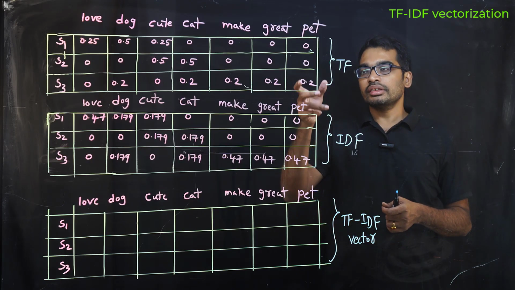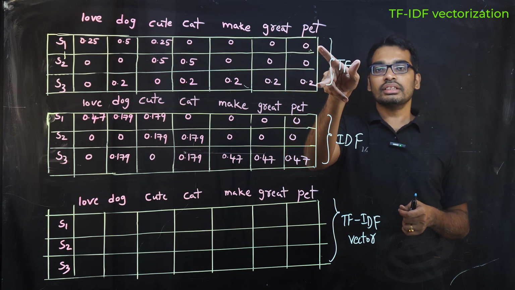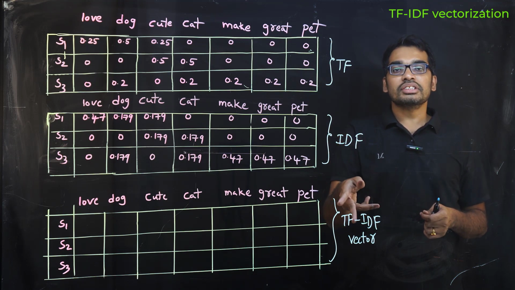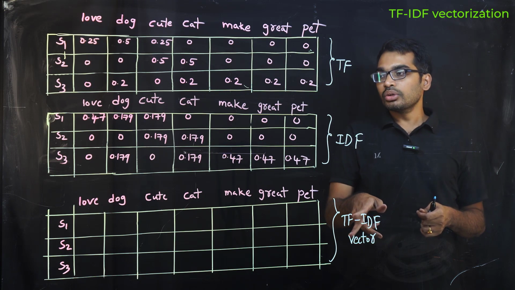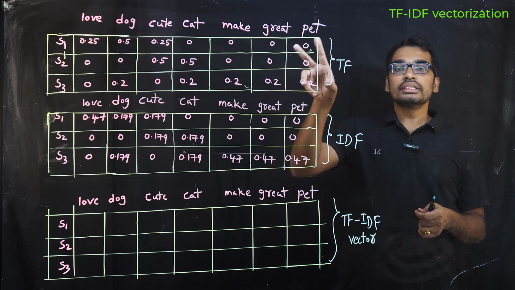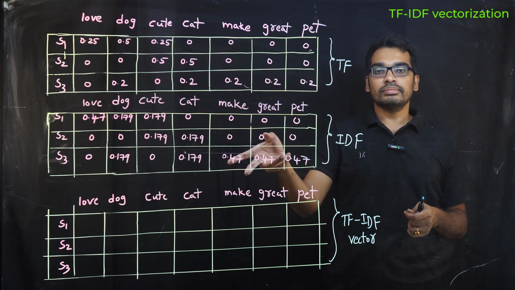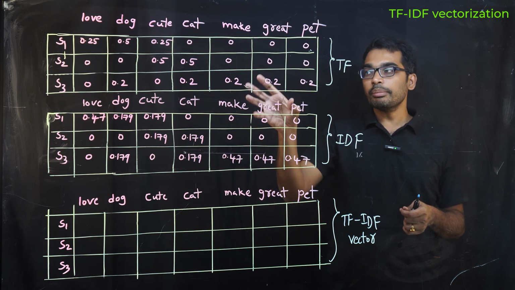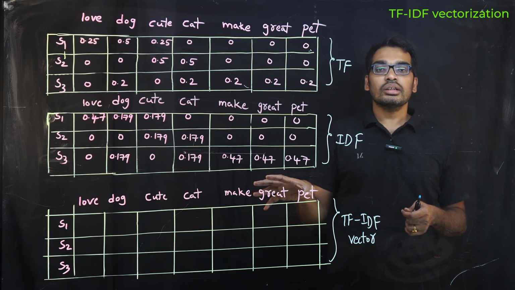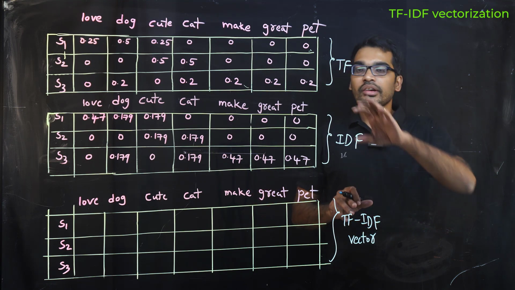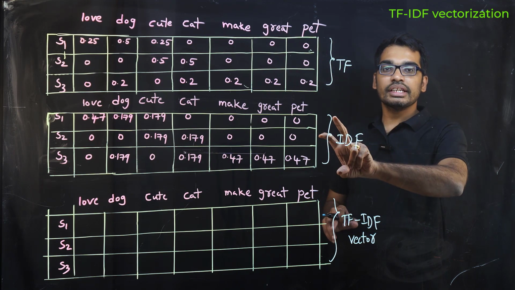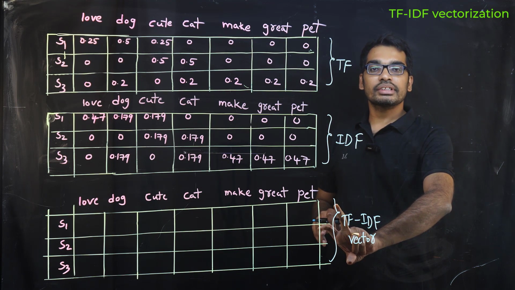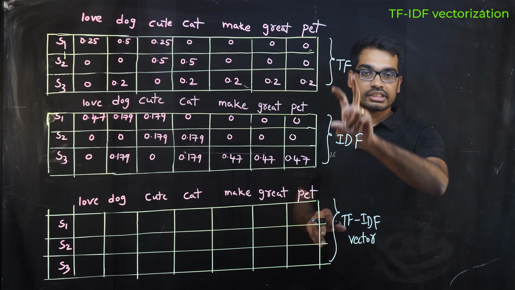Once we have the term frequency calculation for the 3 sentences, and similarly the inverse document frequency for the 3 sentences, we calculate the final vector, which is called the TF-IDF vector. How do we calculate this? For every cell, we multiply the term frequency into the inverse document frequency, and then we get the final vector. So let's do that. We see here the term frequency, and here the inverse document frequency calculation, and then we get the final TF-IDF, which is the multiplication of these 2 matrices.